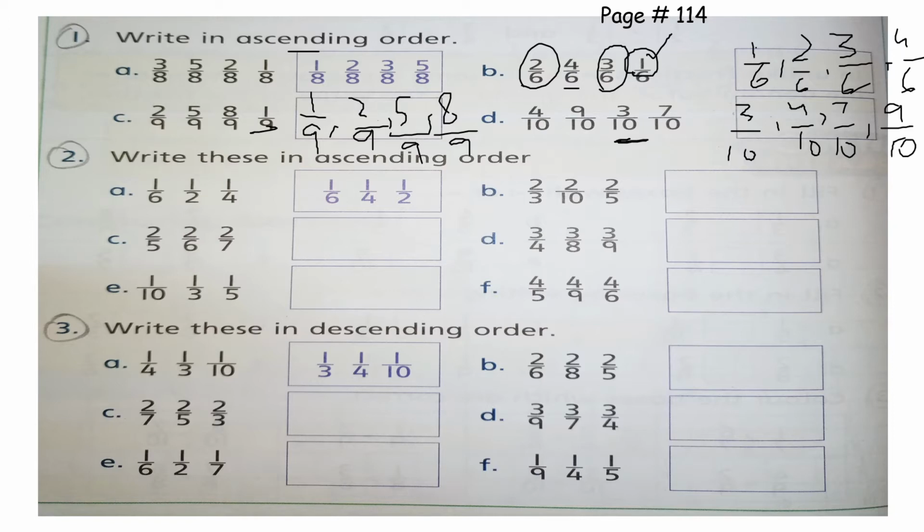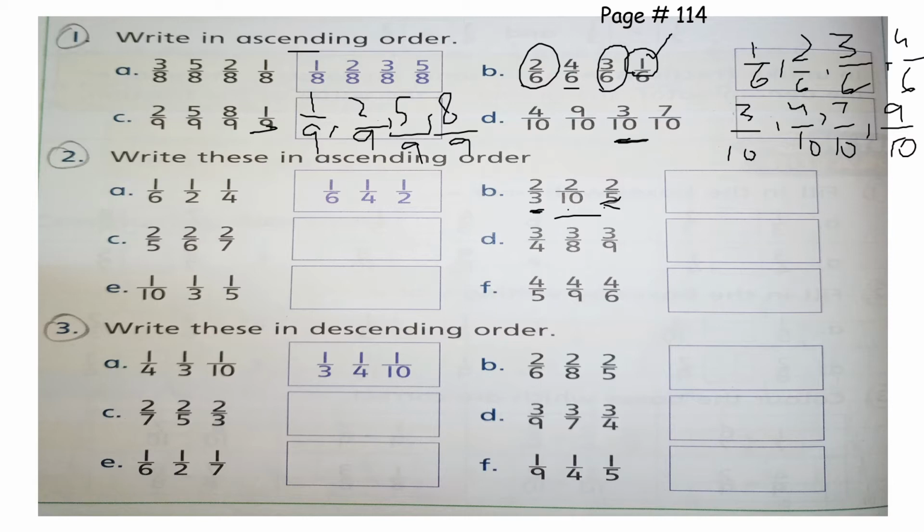Now in question number 2, these are unlike fractions. It means numerator is same, denominators are different. Denominator is not same. So come to the B part. Because numerators are same, so compare the denominators. Here it is 3, 10, and 5. So in unlike fractions, when denominator is smaller, the fraction is greater.